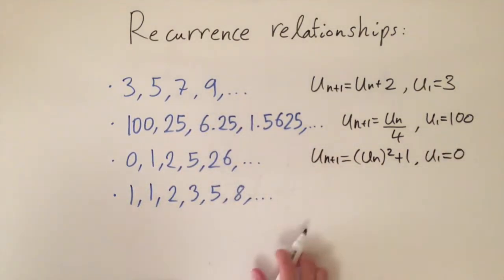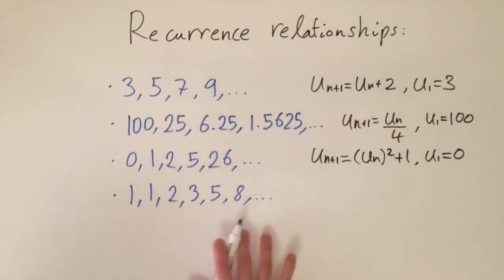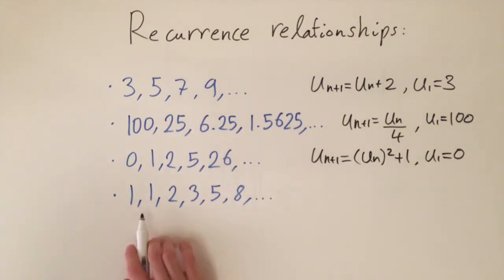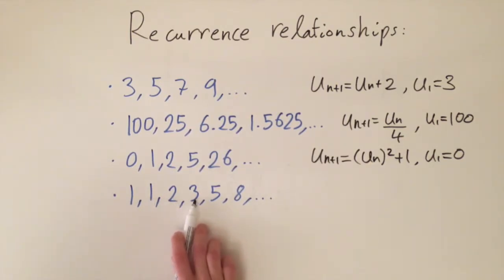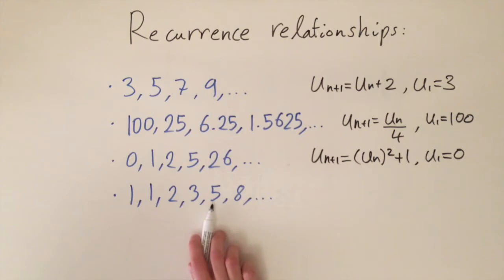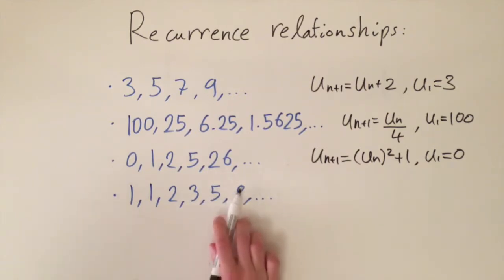Right, for the last sequence, this is a very interesting, very famous sequence. This is called the Fibonacci sequence, and you may be familiar with it. It has a very nice recurrence relationship, and the pattern here is that we take the previous two terms and add them together to get the next term. So 1 plus 1 is equal to 2, 1 plus 2 is equal to 3, 2 plus 3 is equal to 5, 3 plus 5 is equal to 8.